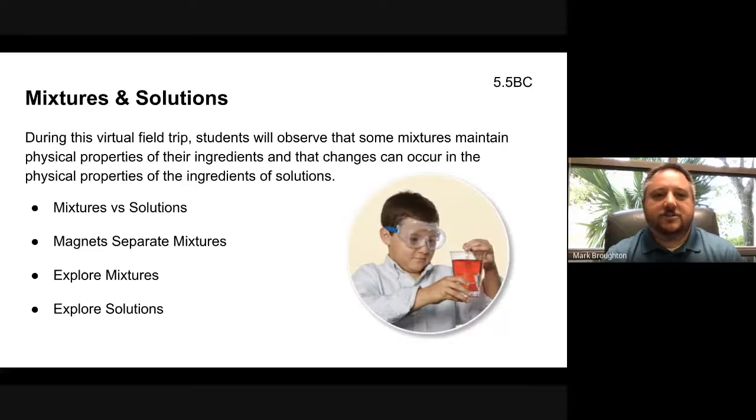And today's field trip is going to be all about mixtures and solutions. During this virtual field trip, students will observe that some mixtures maintain the physical properties of the ingredients and that changes can occur in the physical properties of the ingredients of solutions.